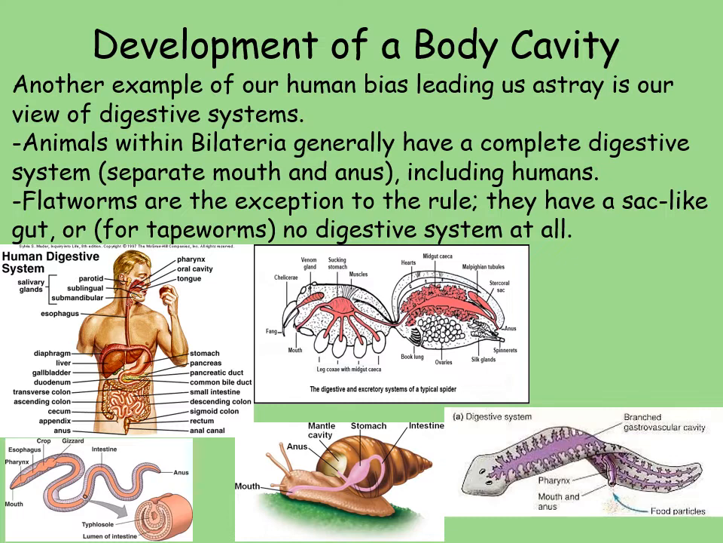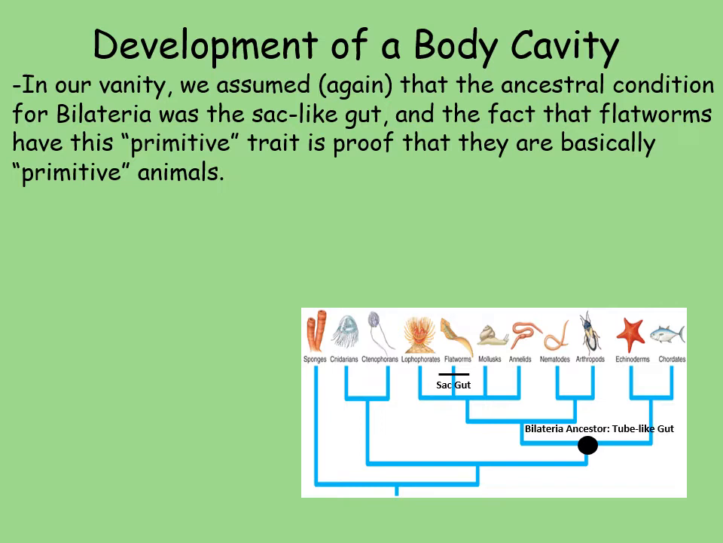Flatworms are the exception to the rule. So within bilateria, this group of animals is kind of unique in that they have a sac-like gut, or in the case of tapeworms, they have no digestive system at all. So for flatworms that have a digestive system, they have a single opening. Food goes in that opening, waste goes out the same opening. So in our vanity, in the past, we assumed that the ancestral condition for bilateria was having the sac-like gut. So the fact that flatworms have this trait was proof that they're basically primitive animals.